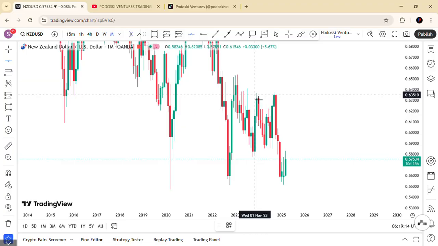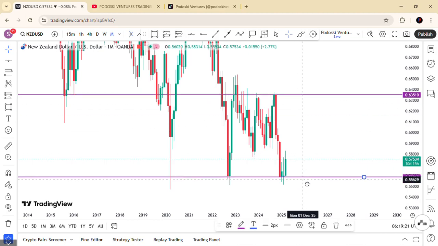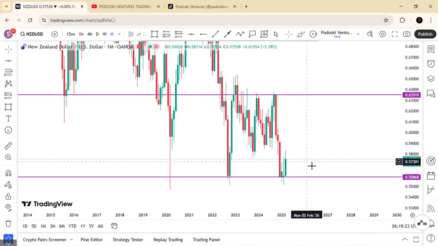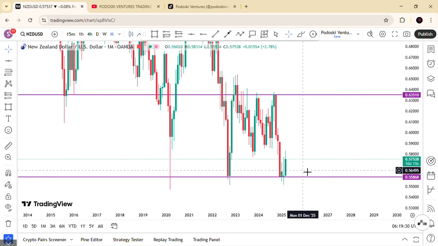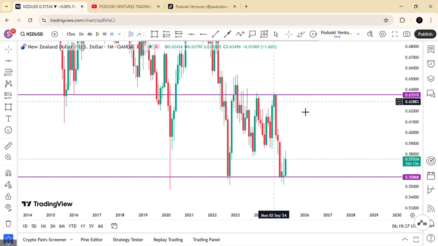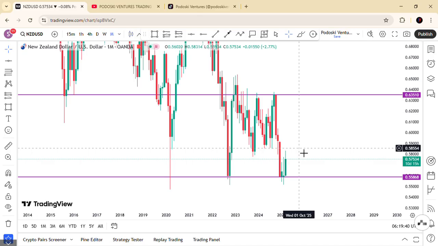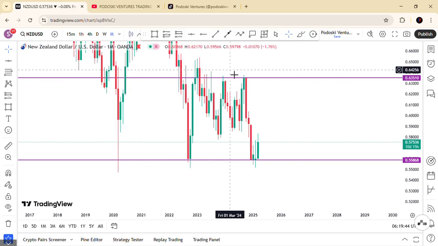So on the monthly time frame, I have my monthly supply zone right here, and my monthly demand zone right here. So on the monthly time frame, I have my monthly supply and my monthly demand. So let's go to the weekly time frame.